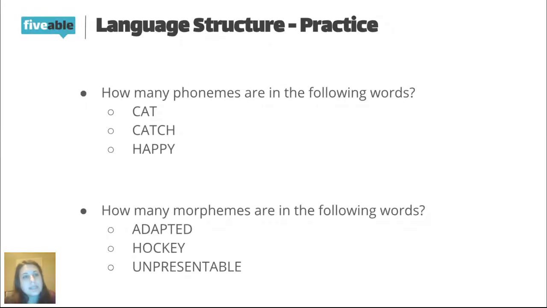So basically any kind of prefix or suffix is going to be a morpheme, and then the root word itself is going to be a morpheme. Any questions about that? Phoneme is sound, morpheme is meaning.